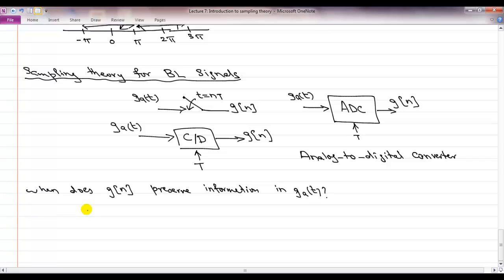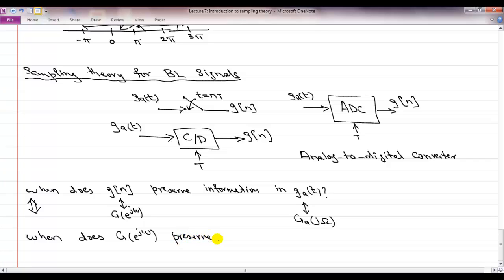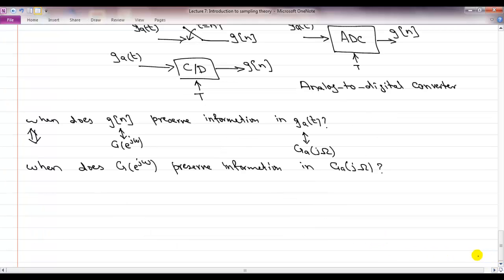Because remember the analogy of this being two sides of the same coin, I can equivalently ask the question: if I define the Fourier transform of g[n] as G(e^{jω}), and I define the Fourier transform of g_a(t) as G_a(jΩ), then I can ask, when does G(e^{jω}) preserve information in G_a(jΩ)? And we'll really be studying sampling theory from this perspective.